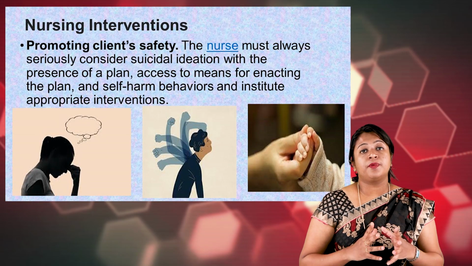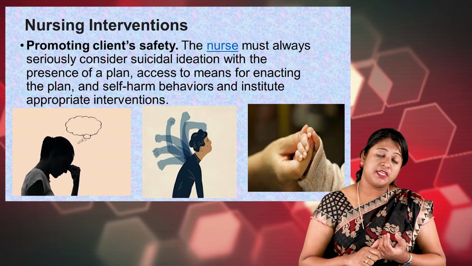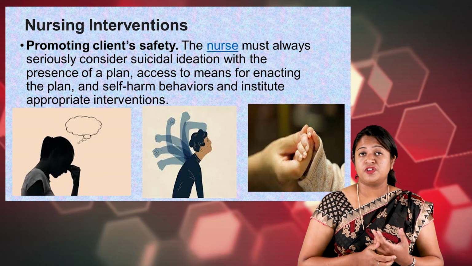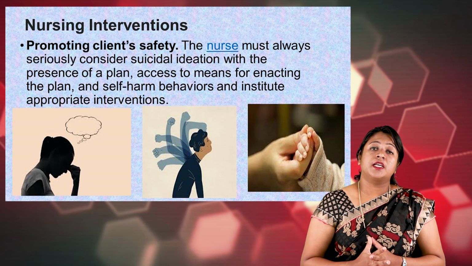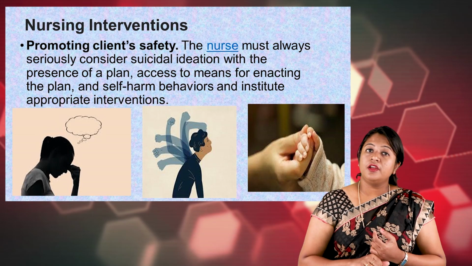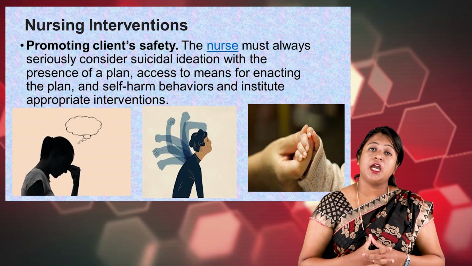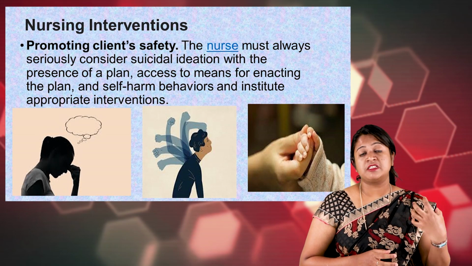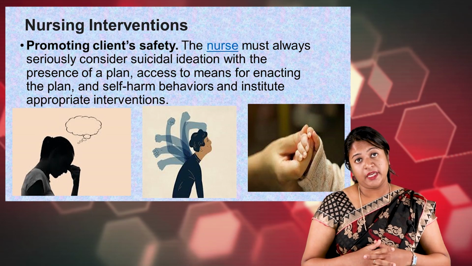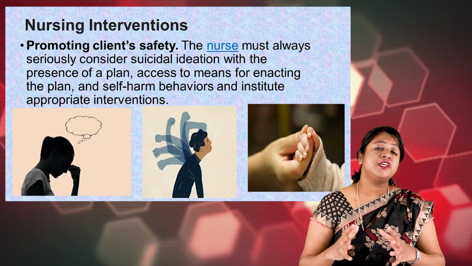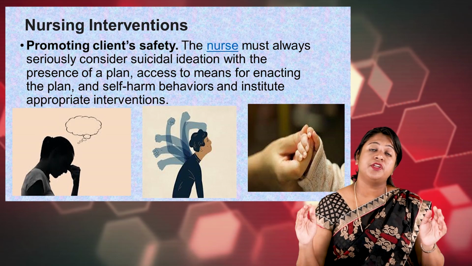The first one is to promote the client's safety, since most of the clients will have self-mutilating or self-harming behavior or suicidal thoughts or ideations, right? You have to see to it that the client is being protected. So always try to assist the client and find out if the client is having any suicidal ideas, suicidal plans, or suicidal attempts, or any kind of self-harming behavior. So always you should monitor it closely. So that is how you provide safety for the client.